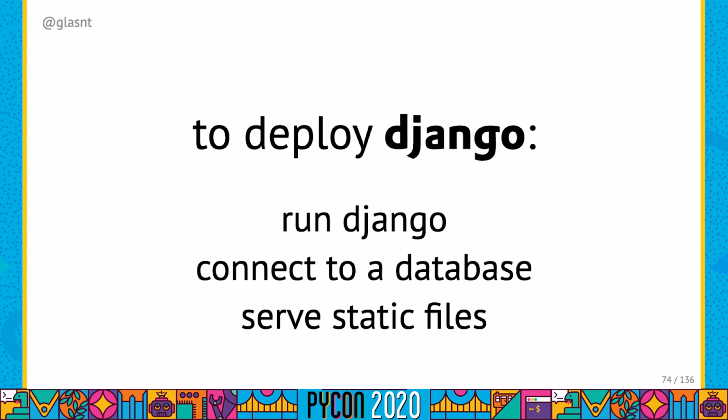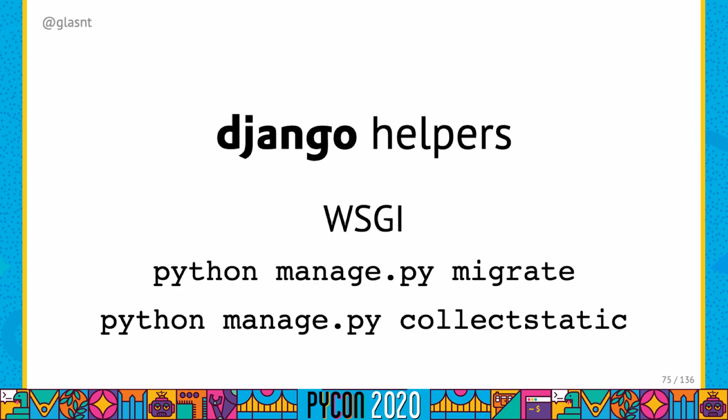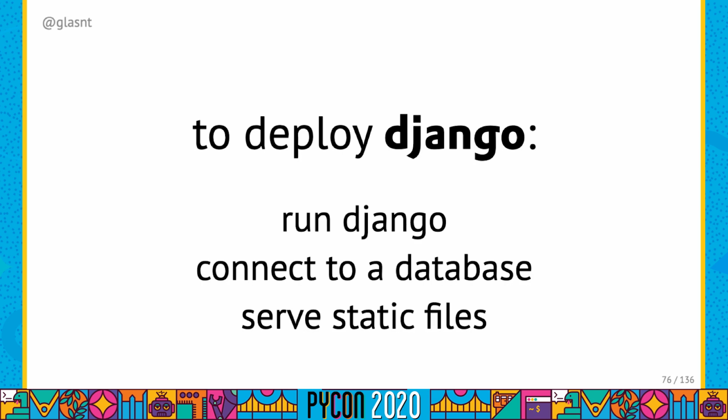These requirements require you to connect to state. It also requires that you need somewhere to run your web server. Django has helpers for this. In order, they are WSGI compatibility, the migrate command, and the collectstatic command. The rest of this talk will be describing how these helpers work and how they can help us when deploying our application.